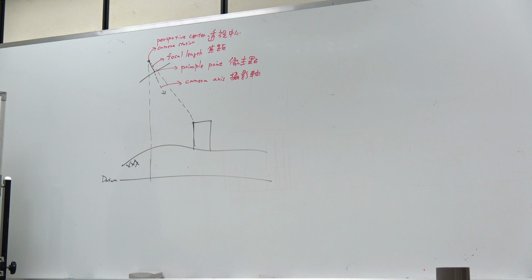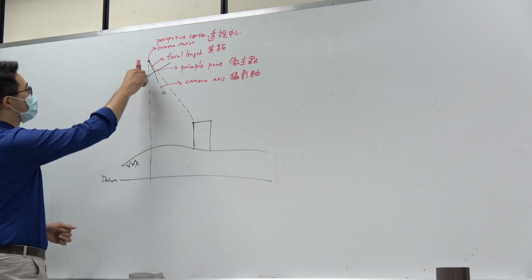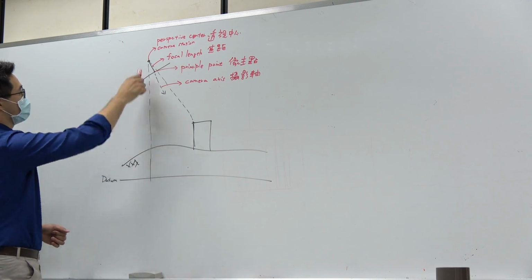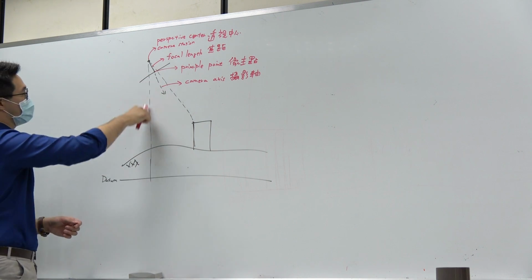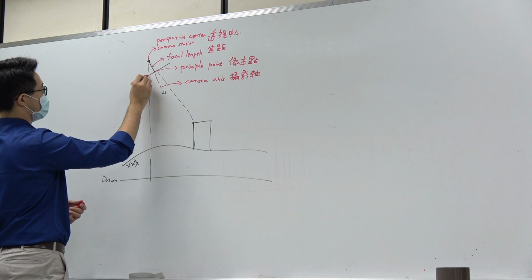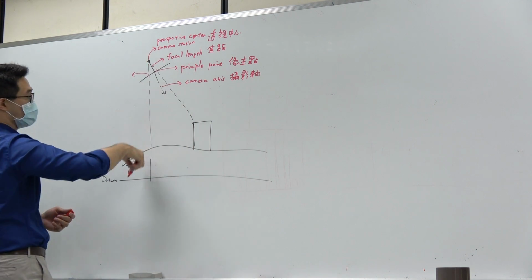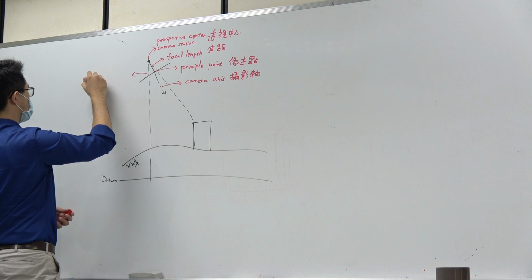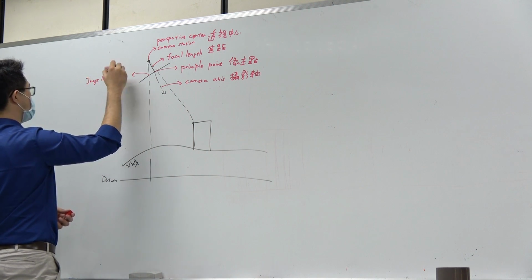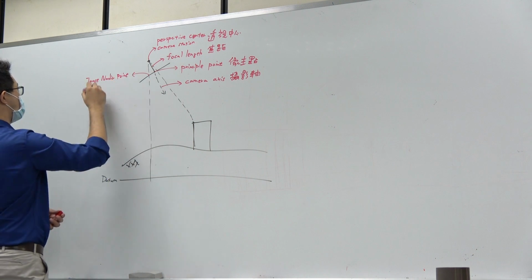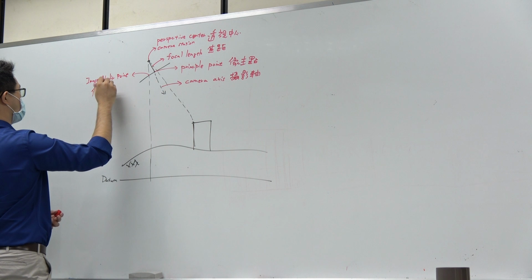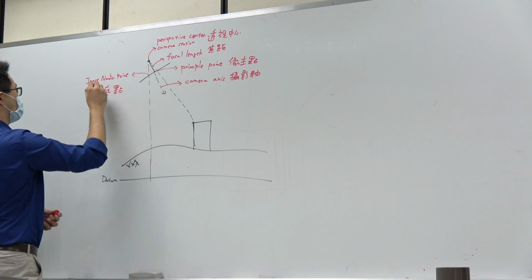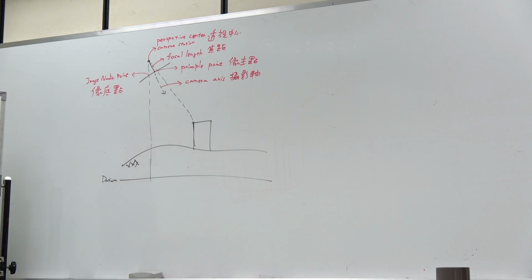Okay, the next thing is, if you draw a vertical line starting from the perspective center, that vertical line will intersect with the image plane. This is called the image nadir point.